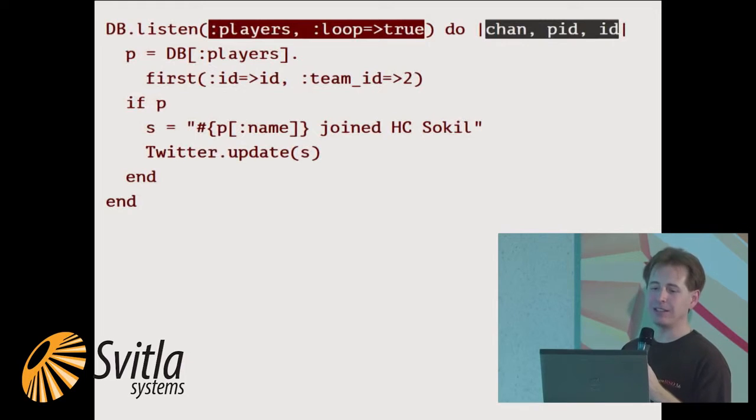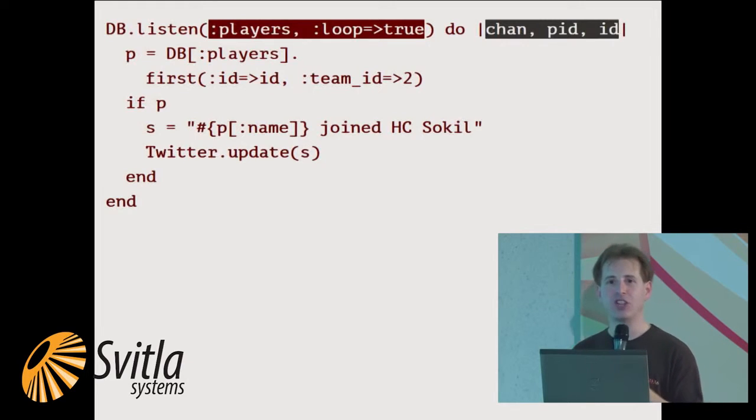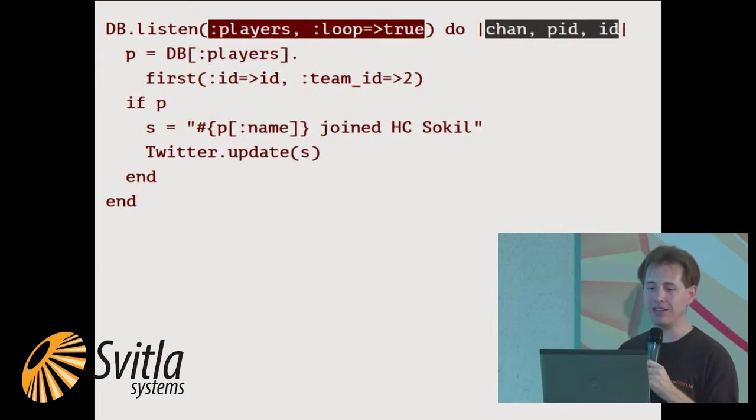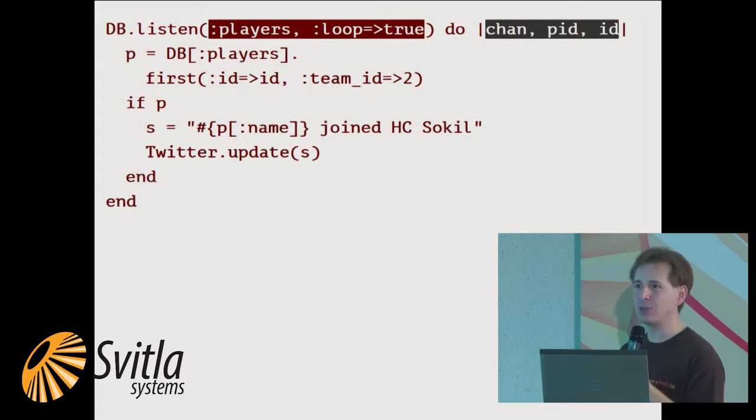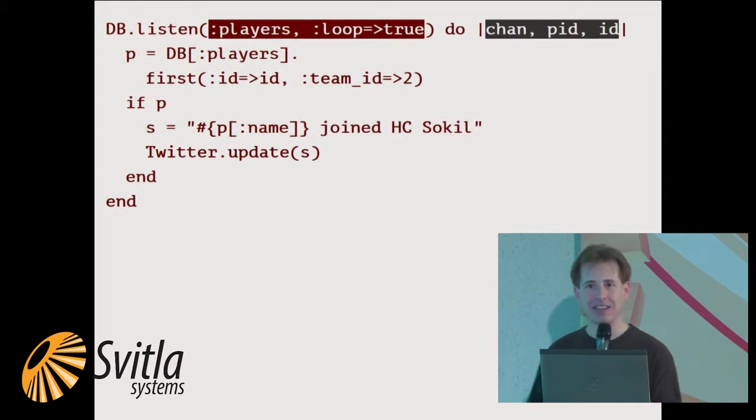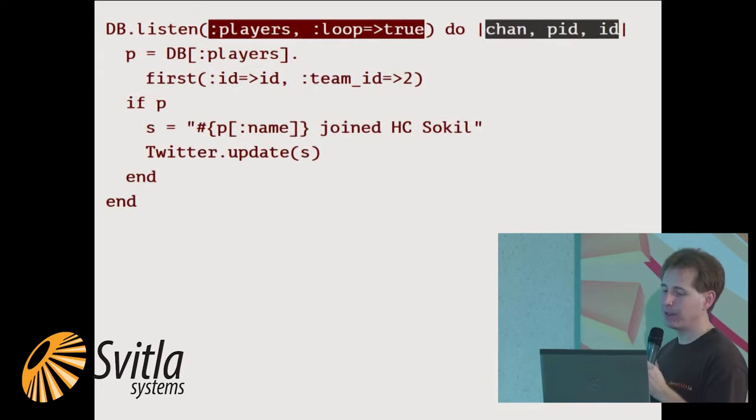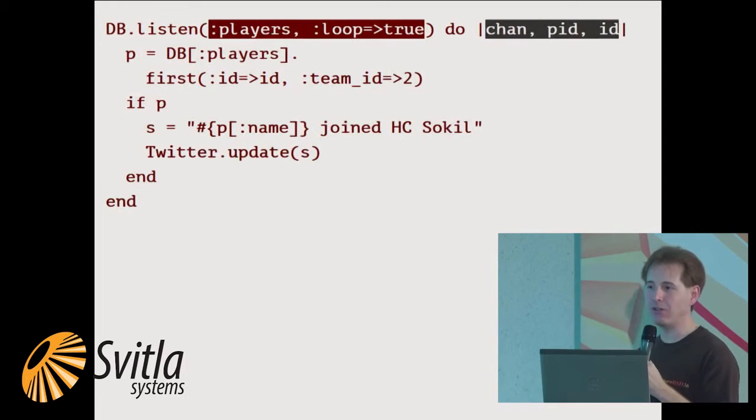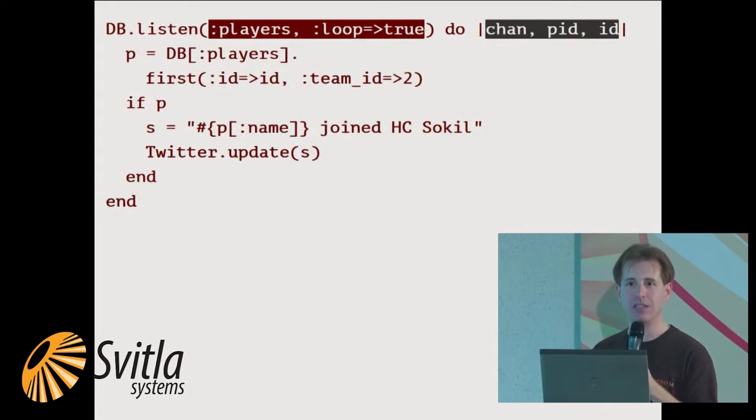First is the arguments to listen, first of which is the notification channel name. And this can also be an array if you want to listen on multiple channels simultaneously. The second argument is the options hash. And in this case, the loop option is used so that you continually listen for notifications, yielding them as they come in. Now, the second thing to note is the 3 arguments that the block receives. The first is the channel that the message was received on. The second is the PID of the background process that generated the notification. And the third is the payload of the message notification, which in this case we assume is the ID of the player added.